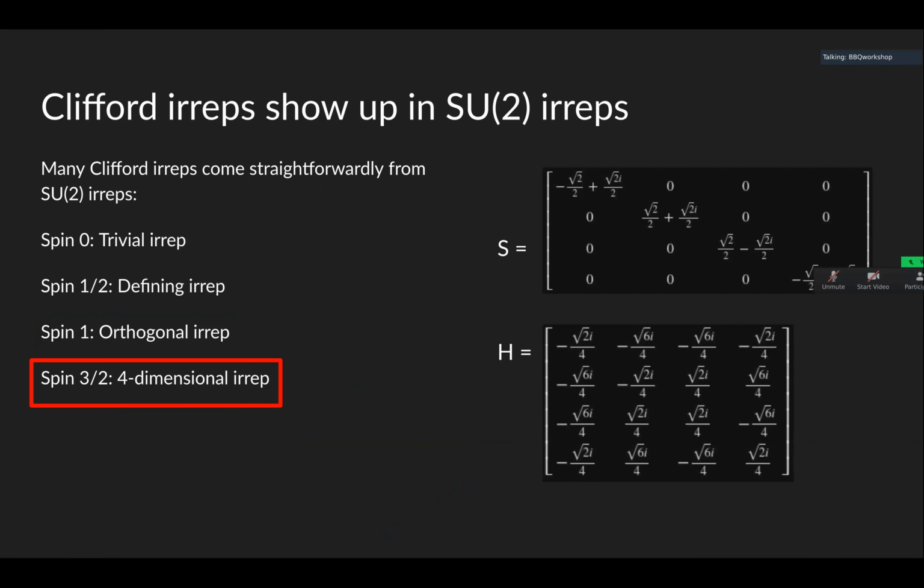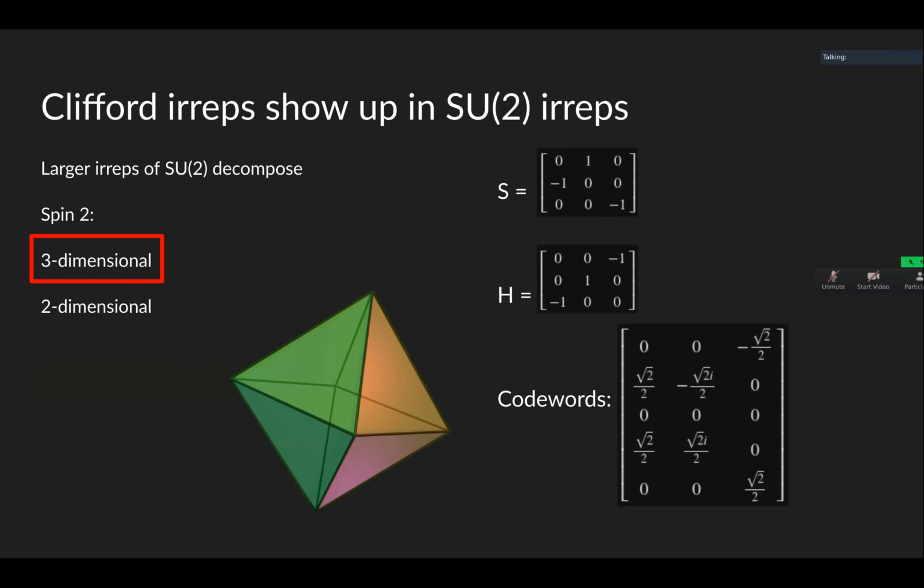And then in spin 3 halves, we have a 4-dimensional array of SU2, and the Clifford group also remains a 4-dimensional array in spin 3 halves. Maybe there's no nice pictorial way to think about that, but it's exactly the same picture you have from SU2. Once you get up to larger arrays of SU2, the fact that the Clifford group is only a subset of your SU2 rotations means that your full SU2 array starts breaking down into smaller arrays of the Clifford group. And so you find in spin 2 that you have another 3-dimensional array of the Clifford group.